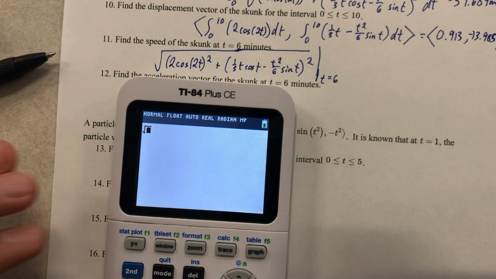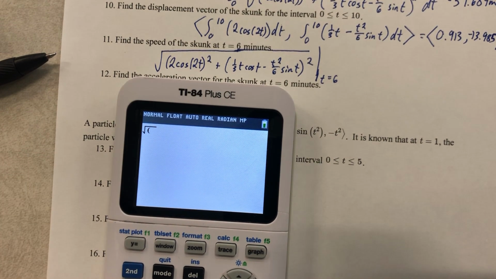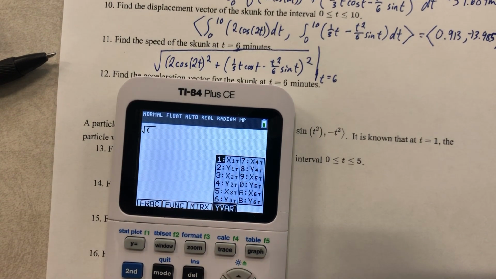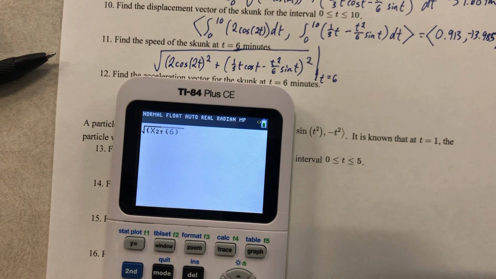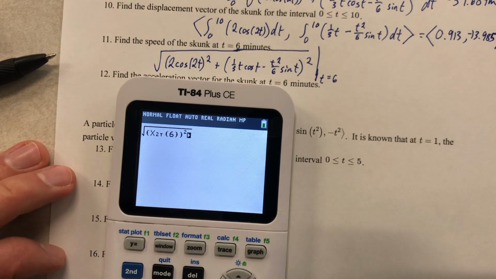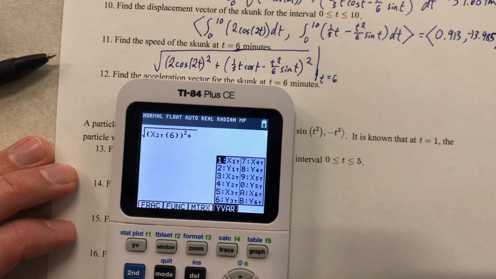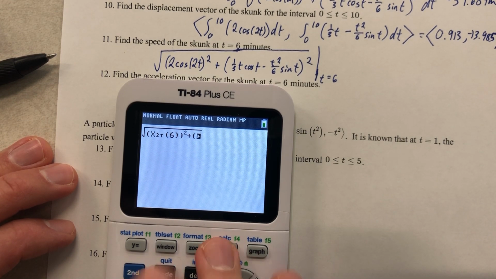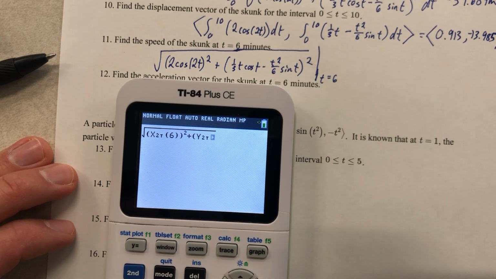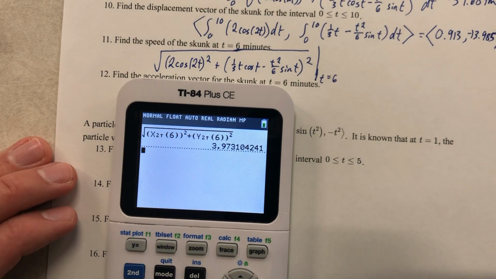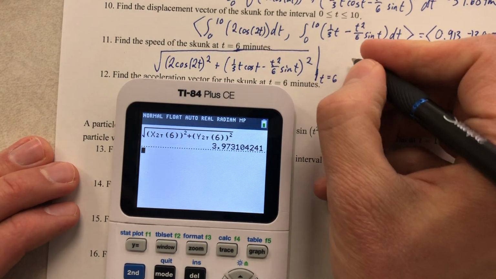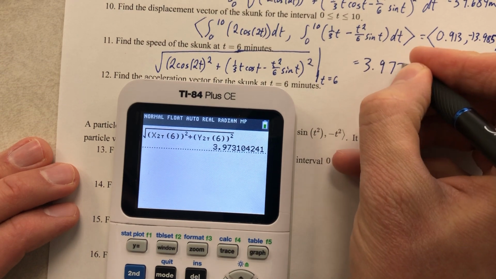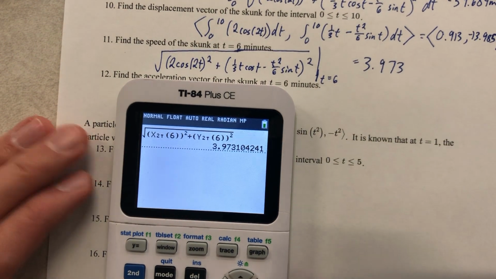Let's start over. I made a mess of this thing. All right, square root of. I need parentheses around everything that's about to happen. x2, evaluated at 6. Parentheses again, and then square it. That takes care of all this. Plus, back out of that, parentheses, y2 at 6, square that one, and I get, please get 3.9, yeah, 3.973.